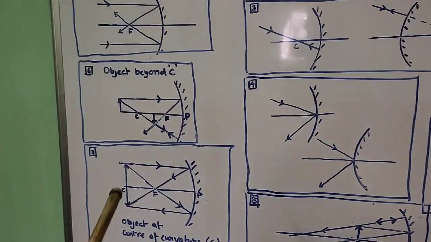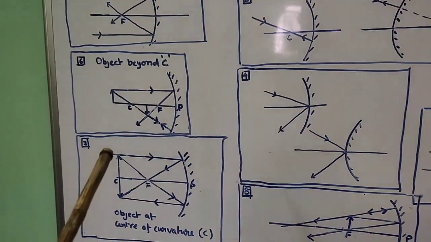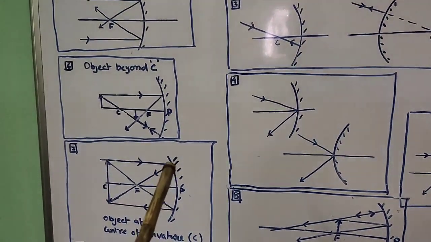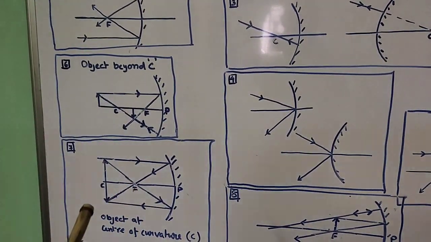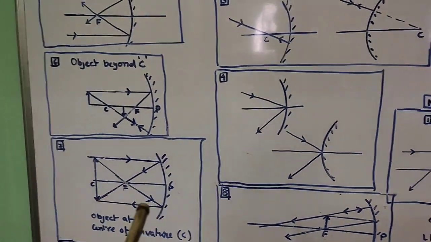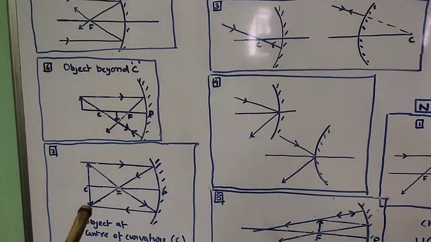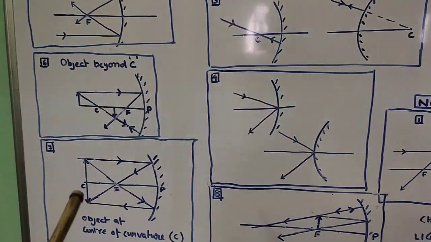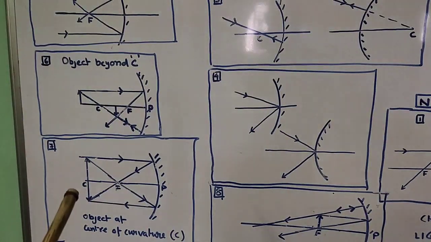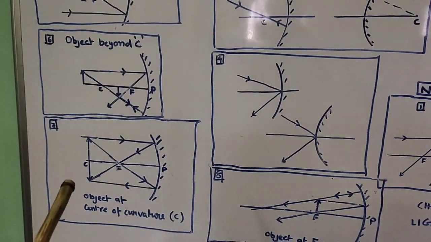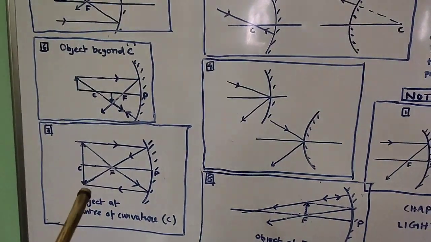Now if you consider this ray diagram, this is your center of curvature. Again we are considering two rays. One is parallel to the principal axis, and after reflection it passes through the focus, and another one passes through the focus, and after reflection it goes parallel to the principal axis. So this is the intersecting point. At that intersecting point the image is formed. The image is formed at the center of curvature. So if the object is at the center of curvature, the image is also at the center of curvature.